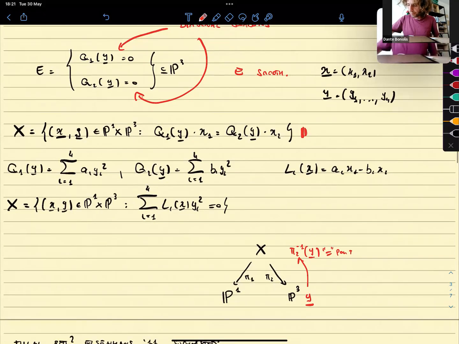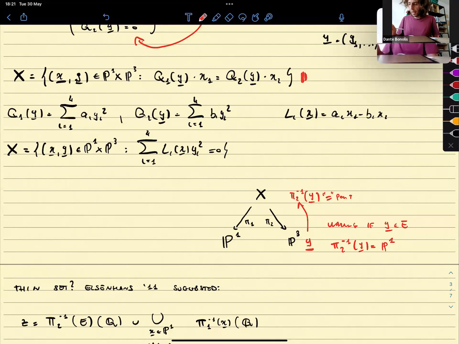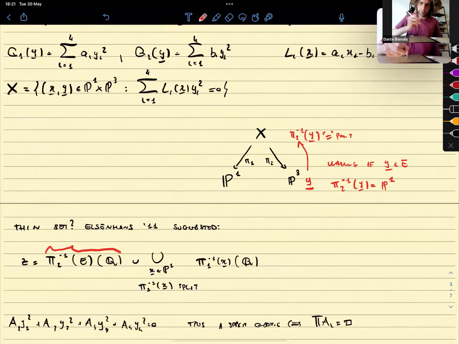So here there is the warning that if Y is in E, what we get is that the inverse image of Y is going to be a copy of P1. And this has too many points. So this is basically the first part of the thin set as I wrote it here. This is actually a type 1 set.